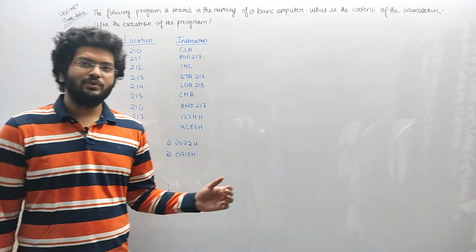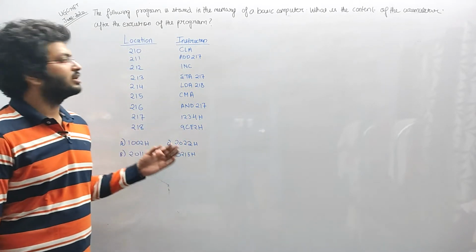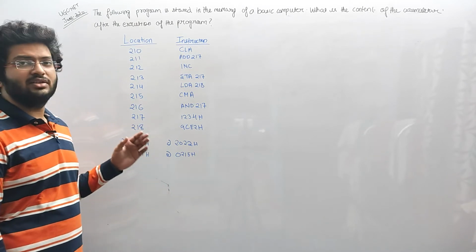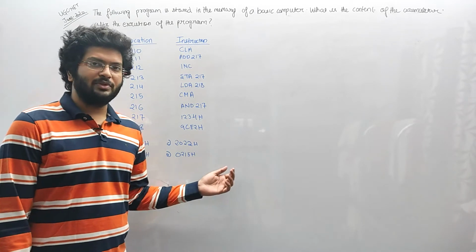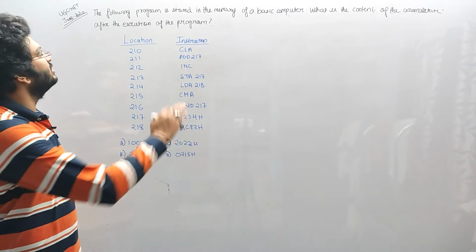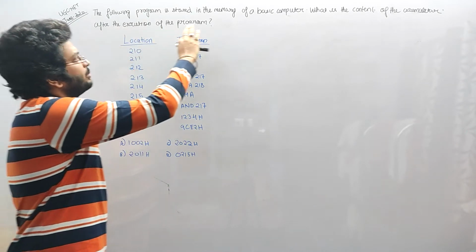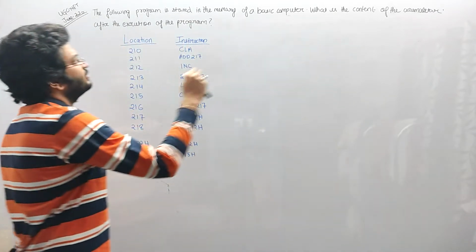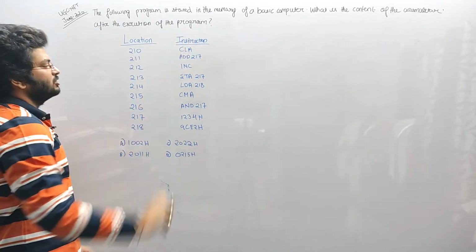Now today we are going to discuss a question on computer organization and architecture. This question was asked in the June 2020 exam of the UGC NET. So let's see the question. The following program is stored in the memory of a basic computer. What is the content of the accumulator after the execution of the program?